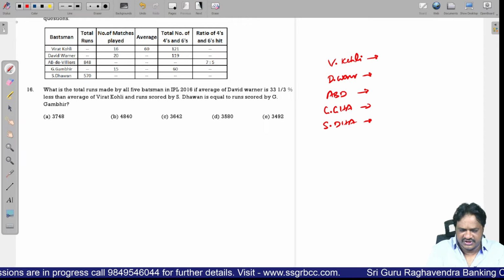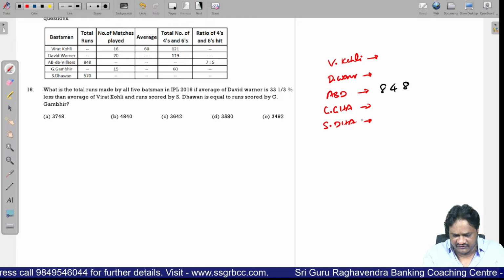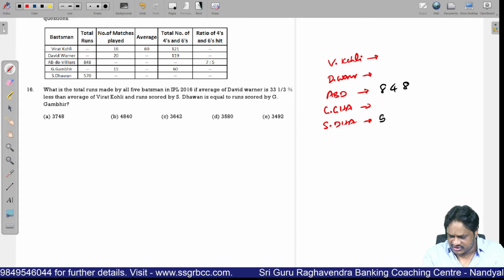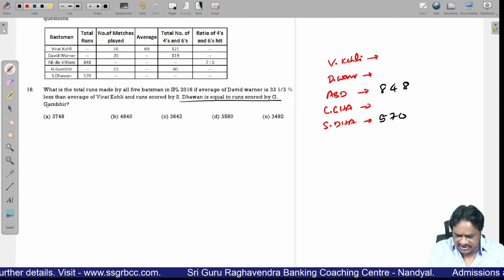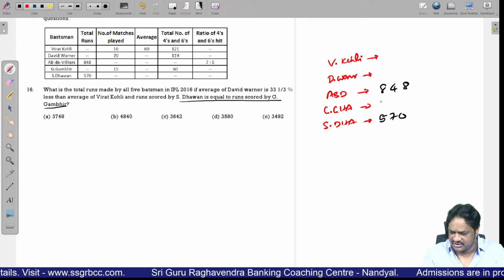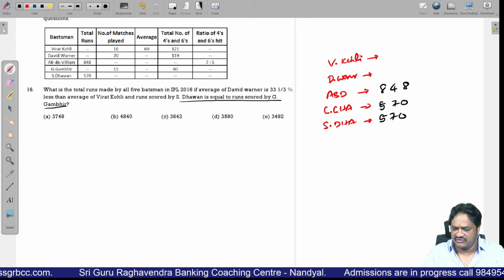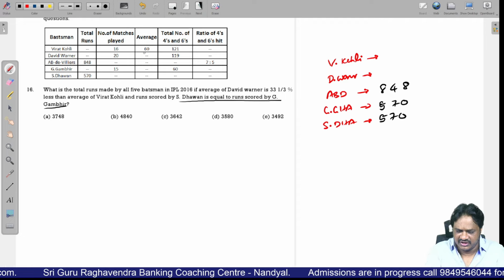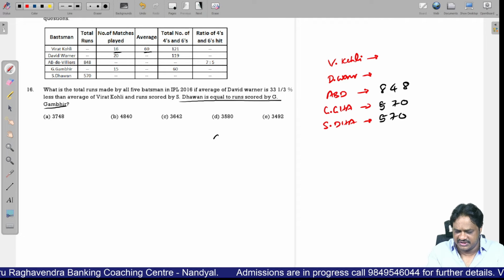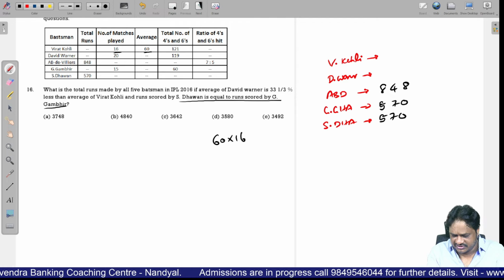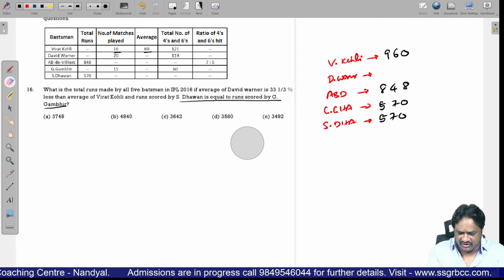So if you see the data, we have AB de Villiers score as 848, Shikhar Dhawan score 570. The runs scored by Shikhar Dhawan is equal to runs scored by Gautam Gambhir. So Gautam Gambhir is also equal to 570. We have to find Virat Kohli and David Warner. Virat Kohli, the average is 60, total number of matches played 16. So what is 60 into 16? 960.